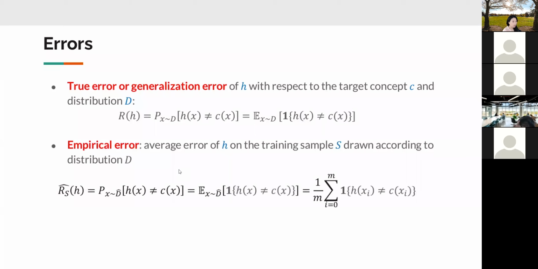Usually you would denote it as R hat sub S, evaluated for this H. S denotes the training sample, whereas the hat tells you this is an empirical error. So what is it? It is X from this empirical distribution. Let's first not see what it is yet, but similarly to this, it's the probability of X drawn from some distribution, now not D but D hat, of the event H of X not equal to C of X. The only difference is that here it is D hat, whereas there it is D. So what is D hat?